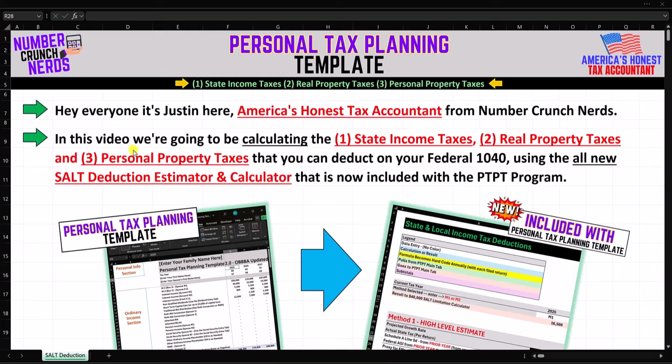In this video, we're going to be calculating number 1, state income taxes, number 2, real property taxes, and number 3, personal property taxes that you can deduct on your federal 1040 using the all-new SALT deduction estimator and calculator that is now included as part of the personal tax planning template program.